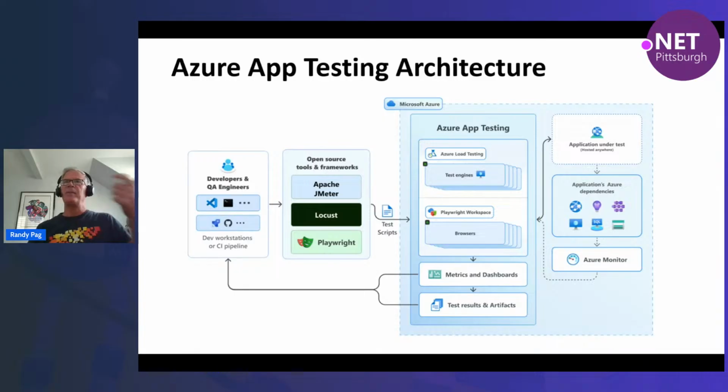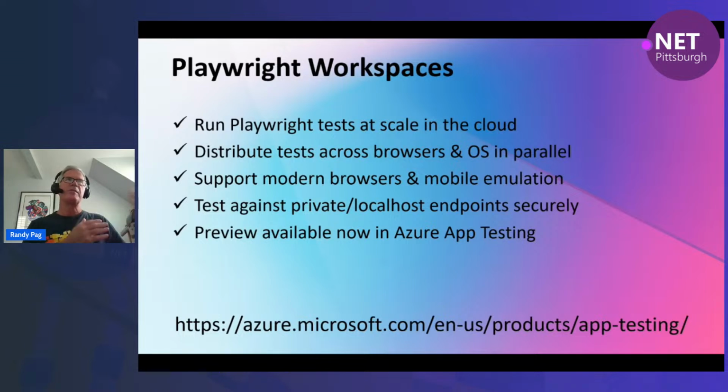The architecture looks something like this. If I create a JMeter test for load testing, or I create Playwright tests for UI automation, I have one-stop shopping to create this workspace and run these tests. It spins up multiple instances of the browsers and the test engines as it needs them. You can tell it how many you want. Today, we're focused on just the Playwright workspace piece, so I'll skip the load testing piece. So think about taking those tests and running them at scale.